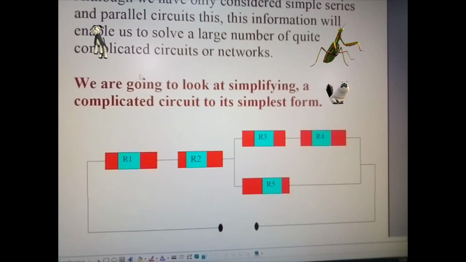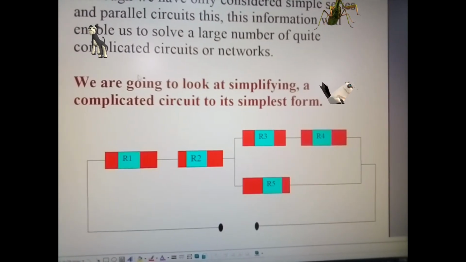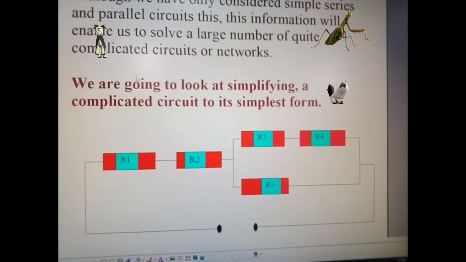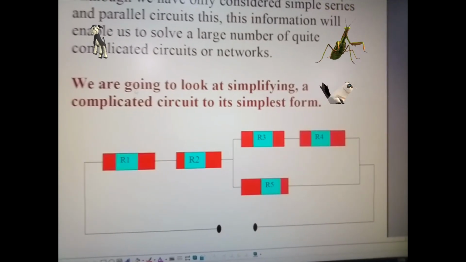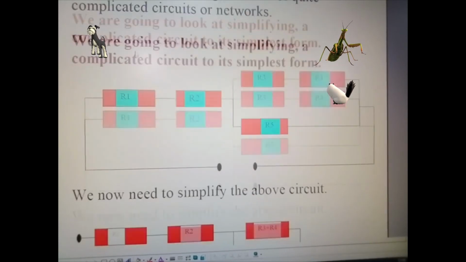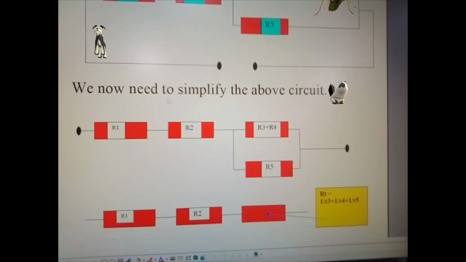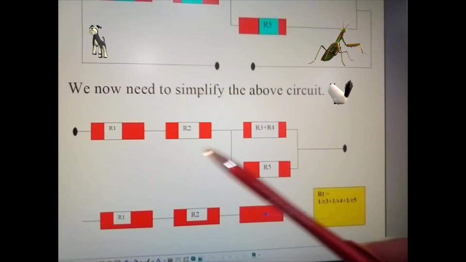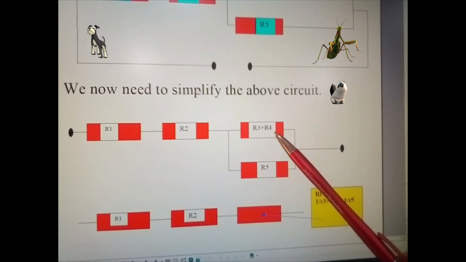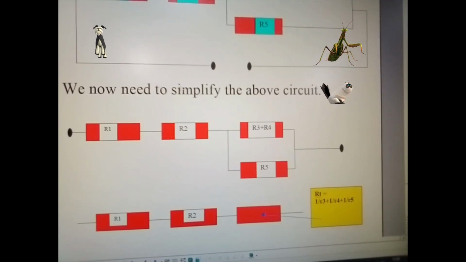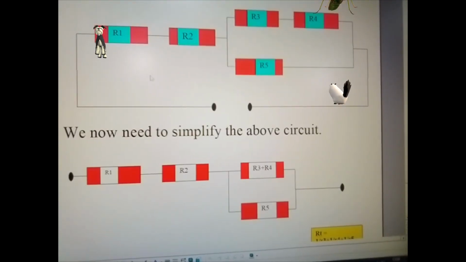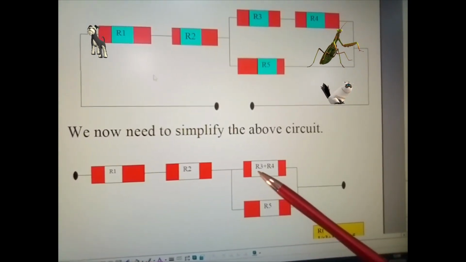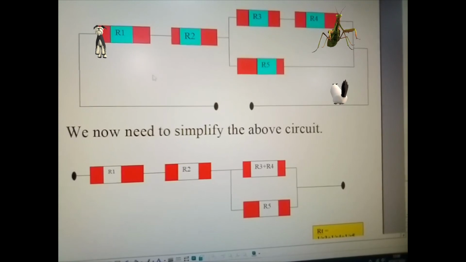And you will see I have R1, R2, R3, R4, and R5. And I want to simplify that down to a single resistor. We now need to simplify the above circuit. Then it comes down to R1, R2, R3 plus R4. Again, you can see where that came from here. That was R3 and R4. That becomes R3, R4, R5.